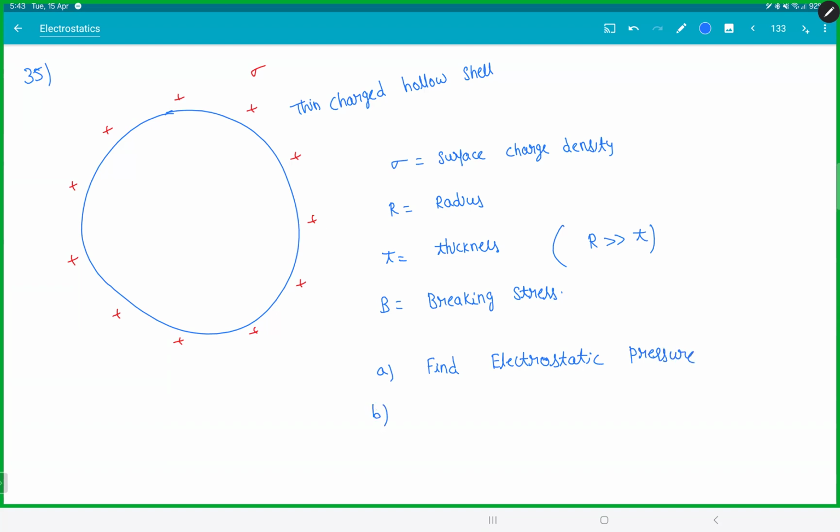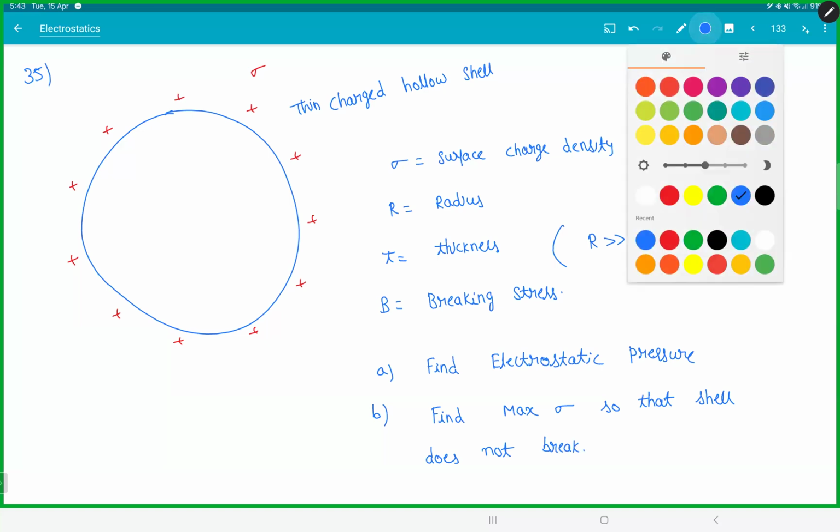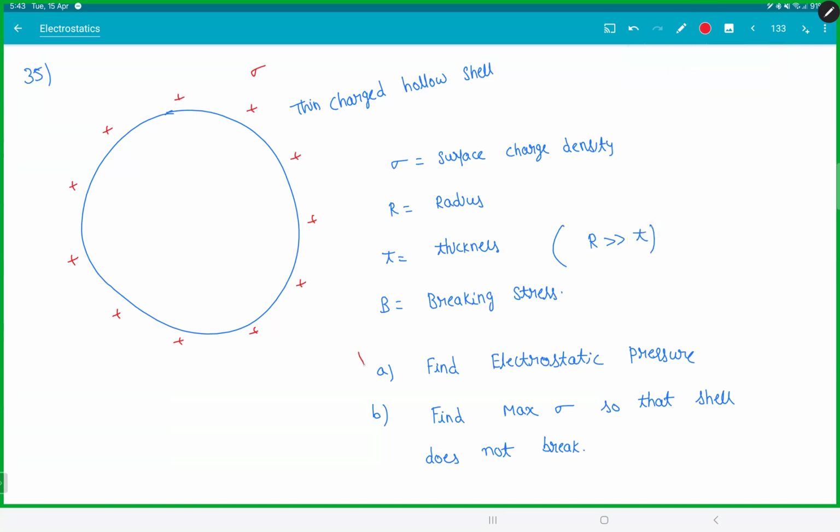Second thing, if you keep on putting more and more charge, the pressure will keep on increasing. At some point, the shell will explode. So find the maximum sigma so that the shell doesn't break. And there we connected this to elasticity. Let's get this. For the A part, the result is really important. At least from a mains perspective, you should know the result. Let's see how to solve this. Give it a try.